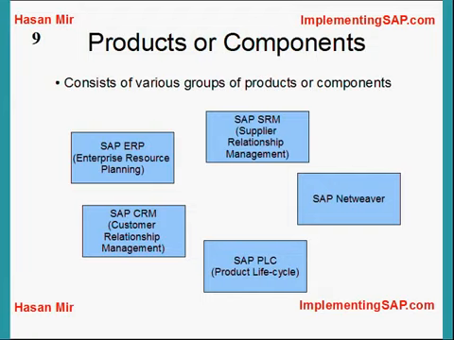So SAP AG produces SAP business software called SAP ECC. You can divide SAP ECC into products and components. The major products and components of SAP software are SAP ERP, enterprise resource planning; SAP CRM, customer relationship management; SAP SRM, supplier relationship management; SAP NetWeaver, which is the technology stack running underneath the whole business application; and SAP PLC, product life cycle.